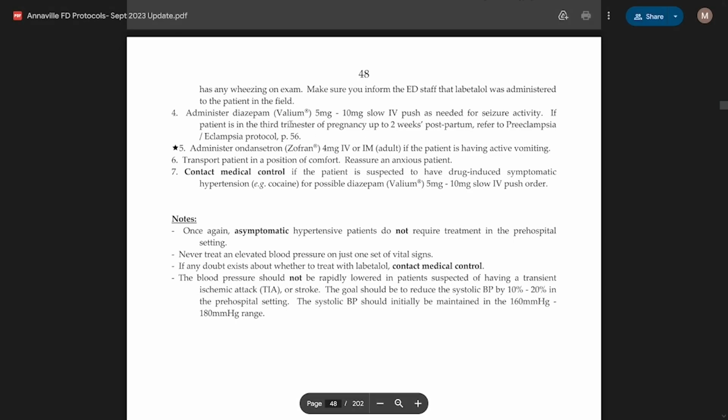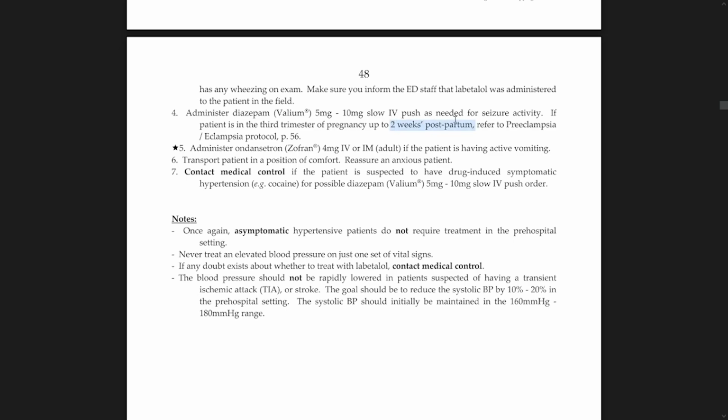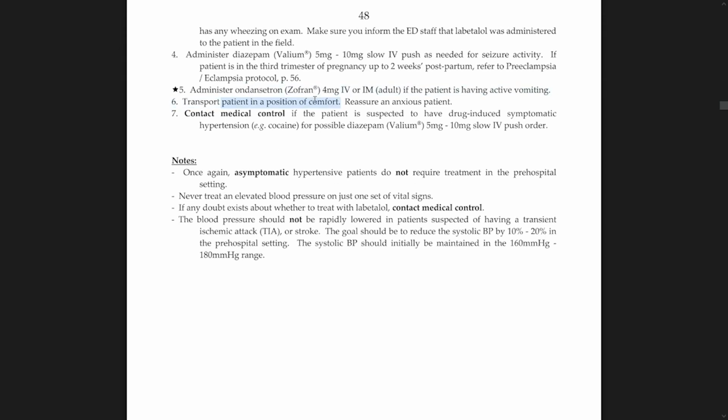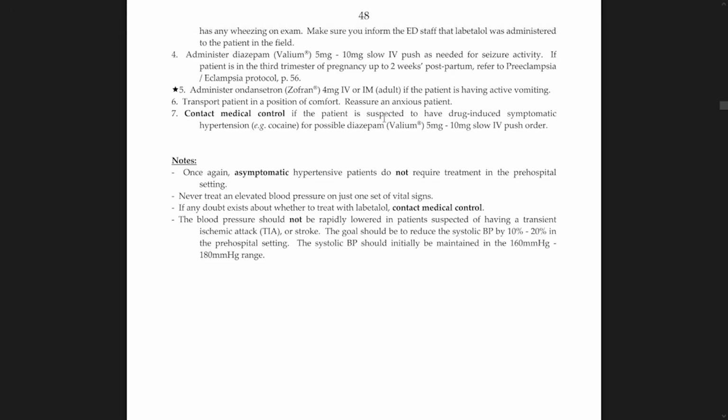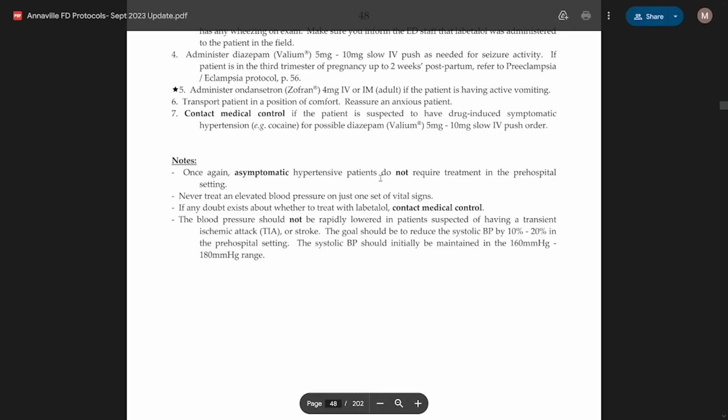If the patient is in the third trimester of pregnancy up to 2 weeks postpartum, which is 2 weeks afterwards, refer to the preeclampsia and eclampsia protocol on page 56. Administer Zofran 4 milligrams if it's an adult patient and if they're having active vomiting. Transport the patient in a position of comfort and reassure an anxious patient. Contact medical control if the patient has suspected drug-induced symptomatic hypertension, such as cocaine, for possible Valium or diazepam, same thing, 5 milligrams to 10 milligrams with a slow IV push order.